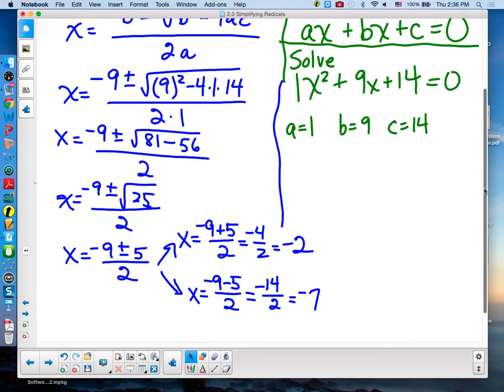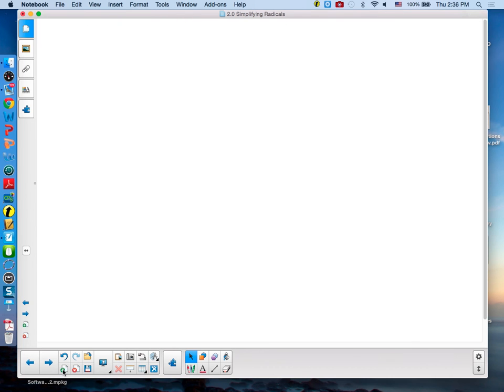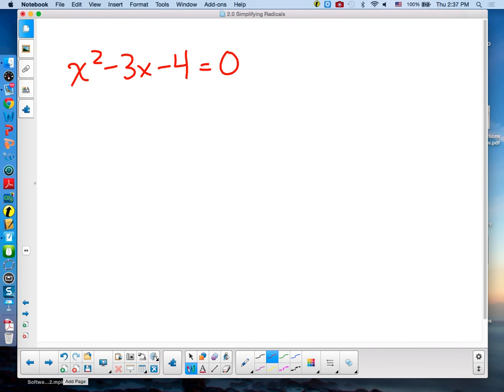All right, let's do one more with a negative in it. So here's the problem we're going to do. Let's do x squared minus 3x minus 4 equals 0. That's the one we're going to solve. We're going to use the quadratic formula to solve it.